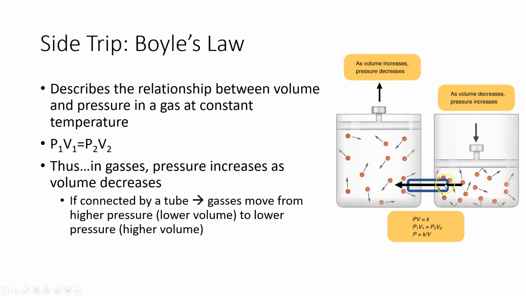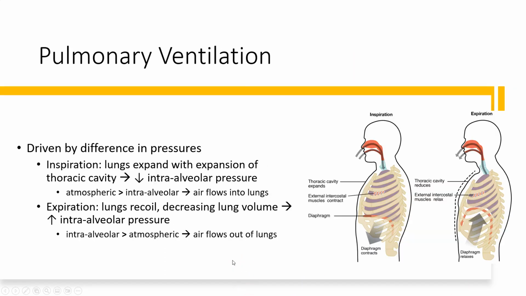So before, our alveoli were smaller. We breathed in, making it a larger container, and air, which is gases, is now going to move into our alveoli. When we breathe out, our lungs recoil or get smaller, and that's going to decrease our lung volume. Our intra-alveolar pressure is now higher than atmospheric pressure. Because we've made the container smaller in our alveoli, that is going to push the air out of our lungs.